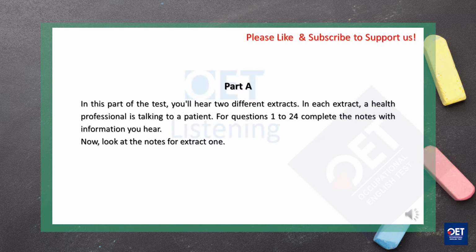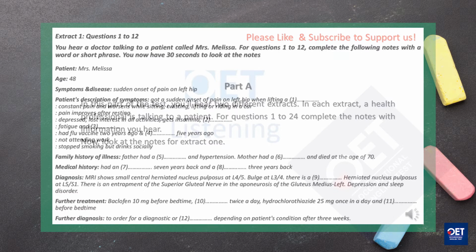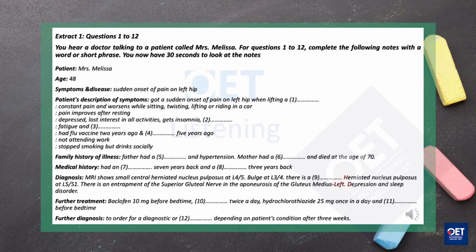Part A. In this part of the test, you will hear 2 different extracts. In each extract, a health professional is talking to his patient. For questions 1 to 24, complete the notes with the information you hear. Now look at the notes for Extract 1. Extract 1, questions 1 to 12.